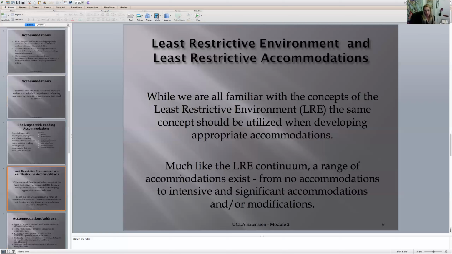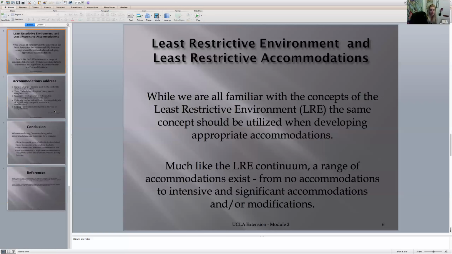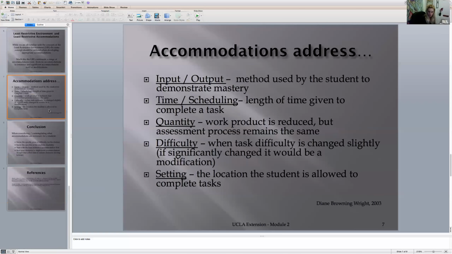If you ever have any questions about them or how to go about the implementation process, make sure that you reach out to the education specialist or program specialist on staff or in the district.